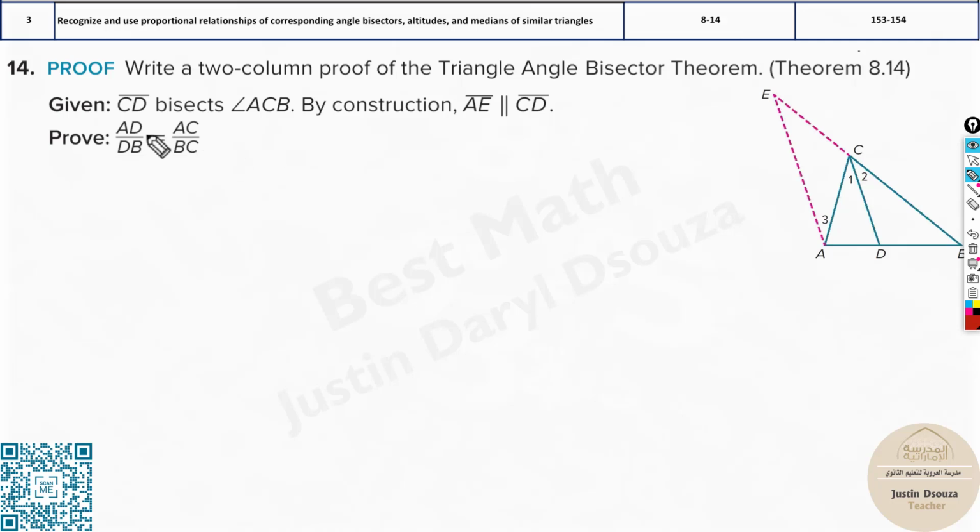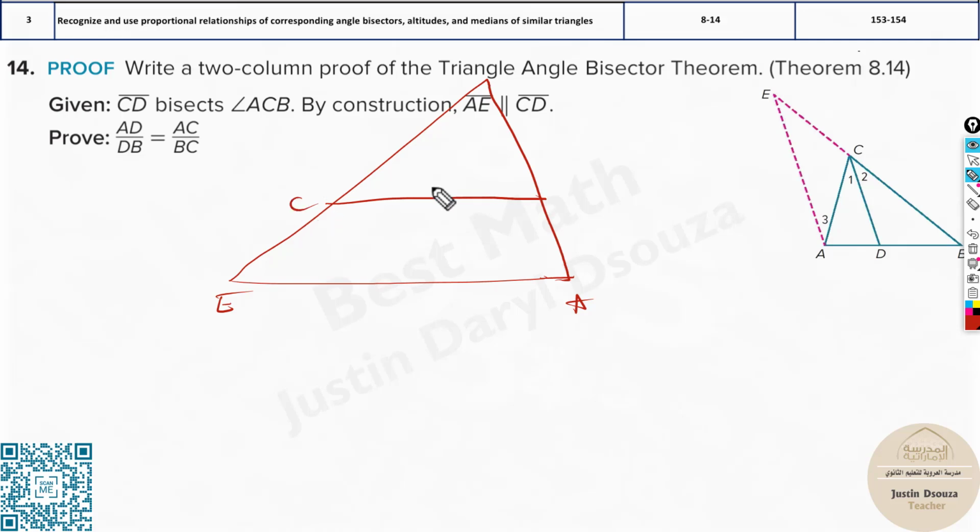Before that, we first need to redraw this triangle. I'll draw this AE down like this, flat over here, and then I will extend this. Now, E is over here, A is over here, and I'll draw a parallel line because CD is parallel, right? This is parallel, C, D, and this is B.